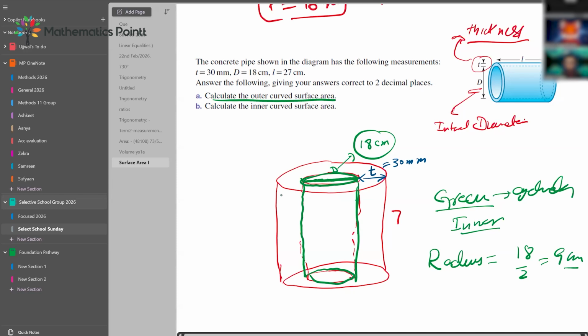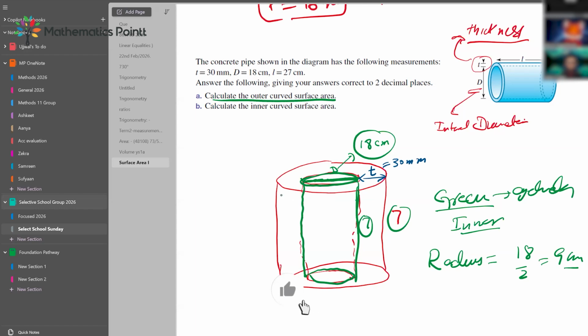Now, can you tell me what is the height of this green cylinder? Just let me know the height, the number. Yes, height is 7. Is 7 the height, everyone? Yes or no? This has to be understood. Quick. We've got 4 minutes in hand.